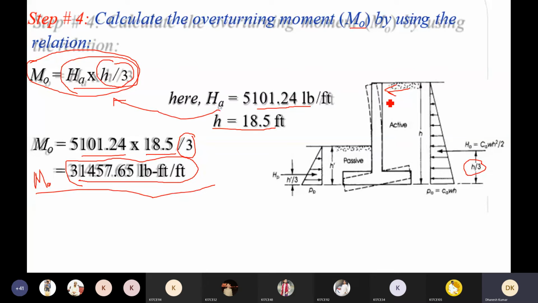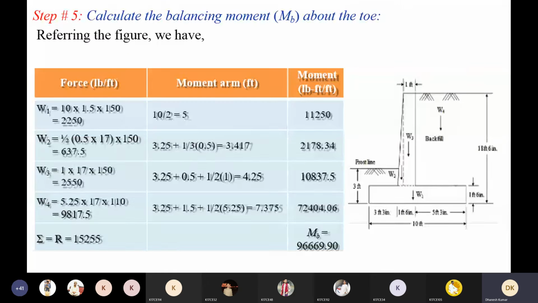Now I have told you that in order to calculate the balancing moment, you have to divide this retaining wall into small sections. So in this way we are dividing our retaining wall into sections. The stem is divided into a rectangular portion. Then you have your base, a rectangular portion again, and a triangle portion. And then you have the backfill, which is a simple rectangular portion. So it is your W4.